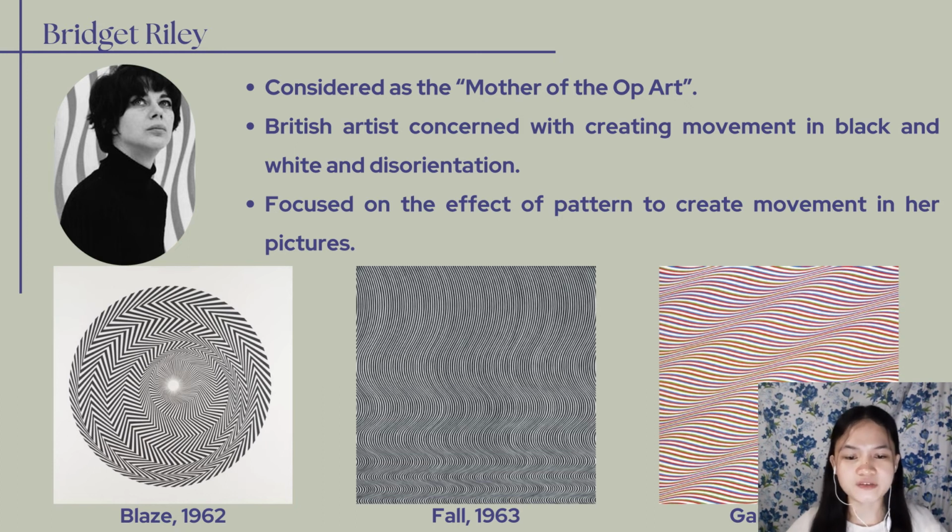Here are some of her artworks. The first one is The Blaze in 1962. The second one is Fall in 1963. And the third one is The Gala in 1974. As you stare at Bridget's artworks, you can notice that they create an illusion of movement. And for some, including me, I find it disturbing to the eyes.